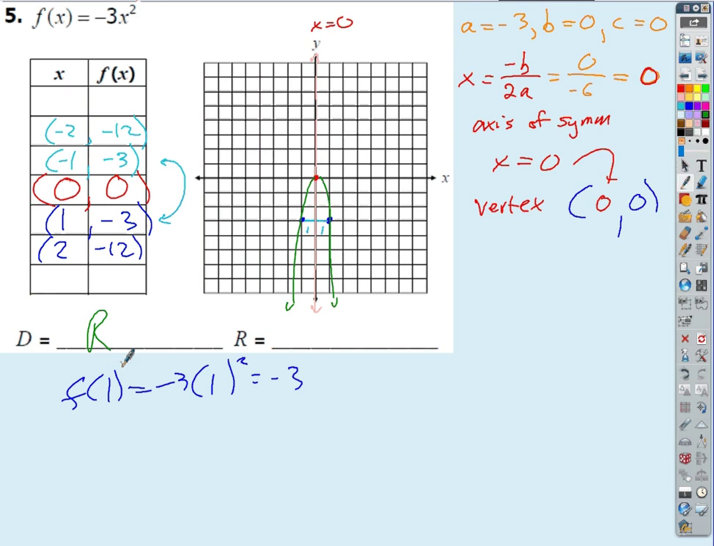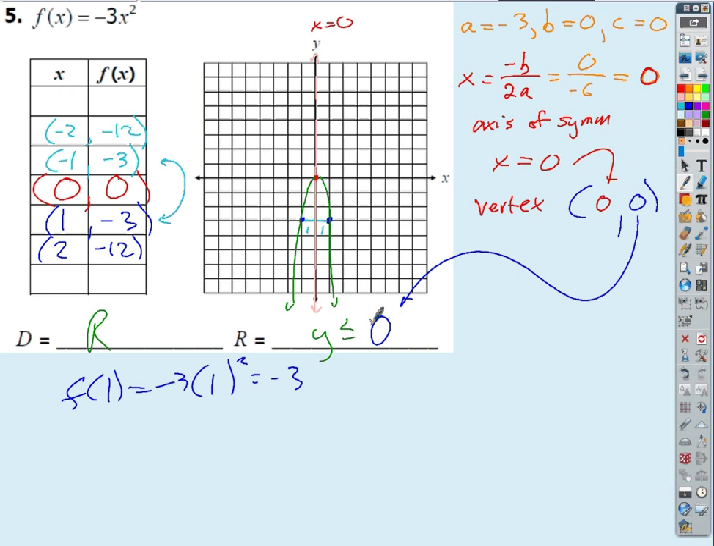What about the range, though? You have to be a little more careful with the range. Less than or equal to 0. Okay. Less than or equal to 0. And the reason it's less than or equal to 0 is because that 0 is important. That 0 is the y-coordinate of the vertex. Everybody see that?